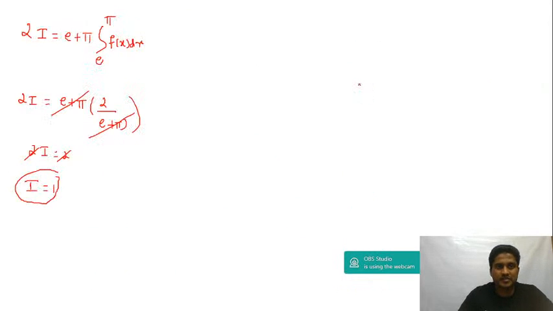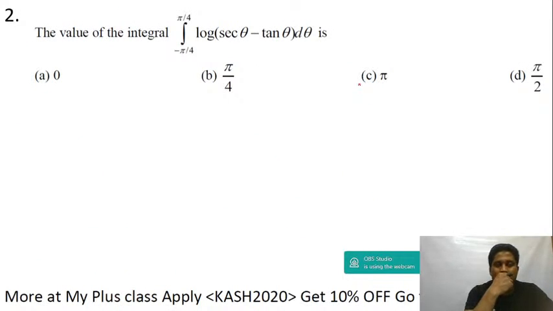Let's move to the next question. The integral from minus pi by 4 to plus pi by 4 of log of sec x plus tan x dx.